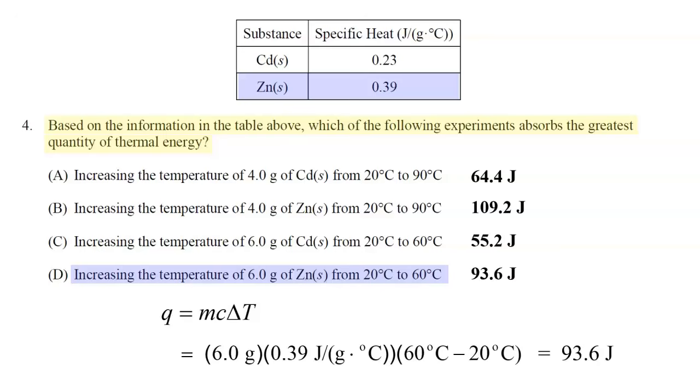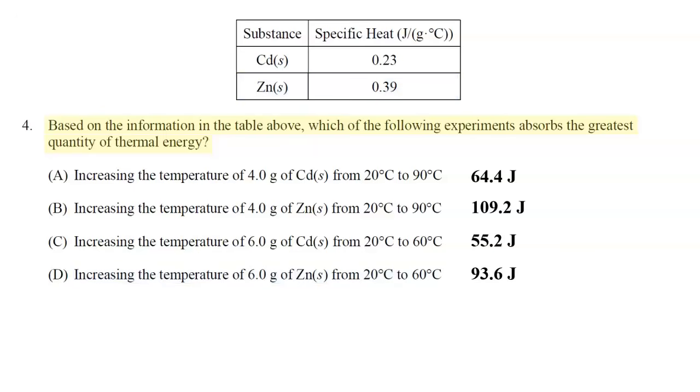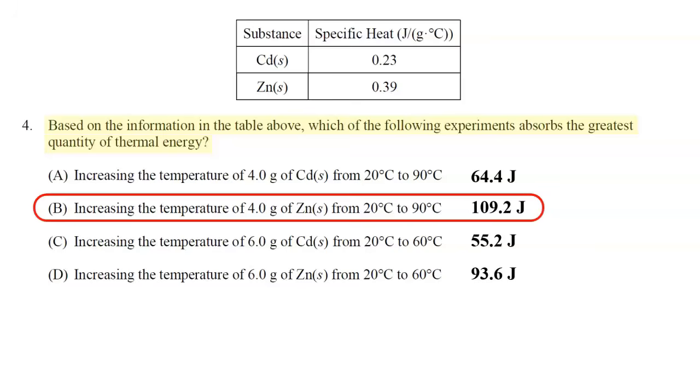So now analyzing the results from choices A, B, C, and D, we can see that the correct answer to question 4, which of the following experiments absorbs the greatest quantity of thermal energy? The correct answer is choice B because it gives us the highest value for Q, or heat, or thermal energy.